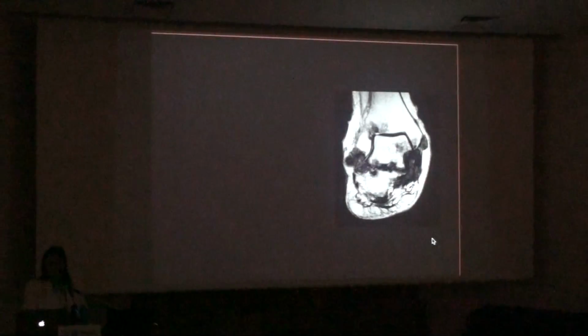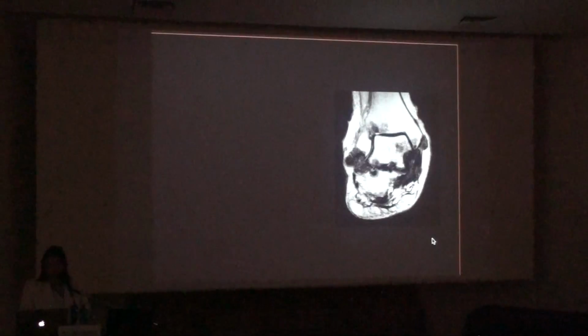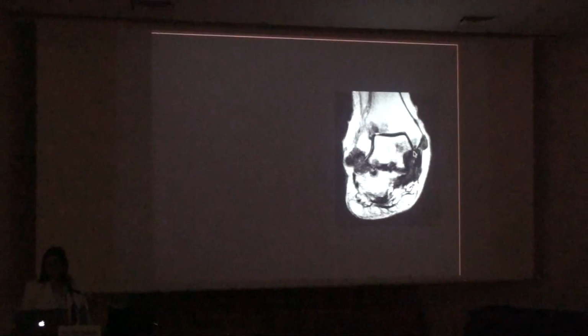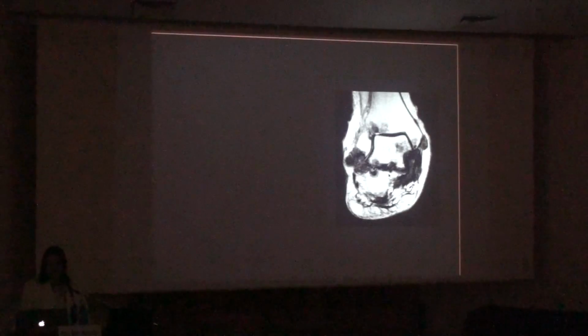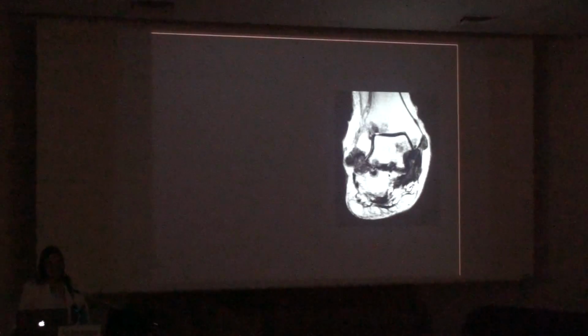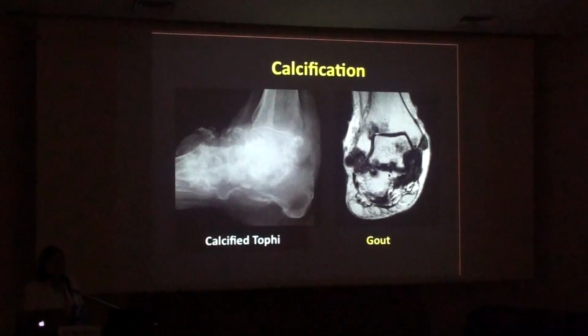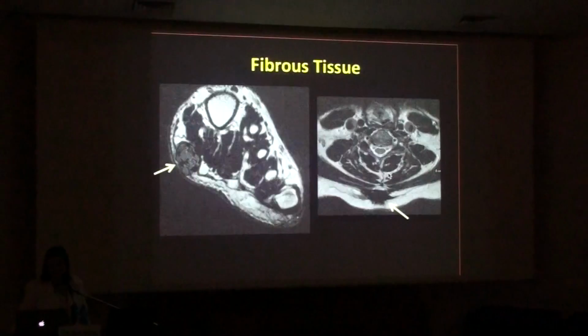So this was an older woman who presented with ankle pain, and here's her radiograph. Sorry, here's her T2 weighted MRI, and you can see that there are a lot of low signal masses around the joints. So, all right, we know they're low signal. They seem to be periarticular. What else might this be? So we got the radiograph. Here's the radiograph, and you can see multiple calcified tophi, and now we have a diagnosis of gout for her.